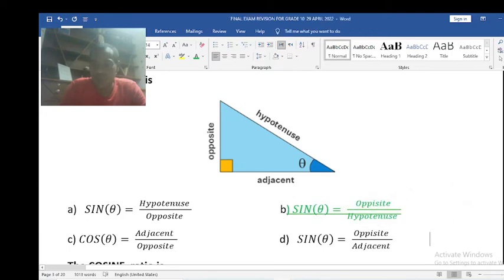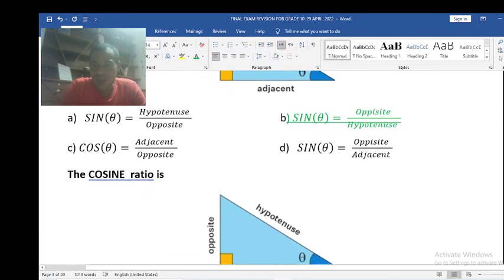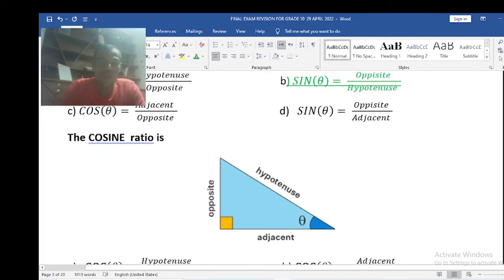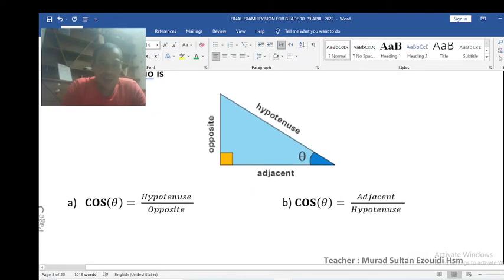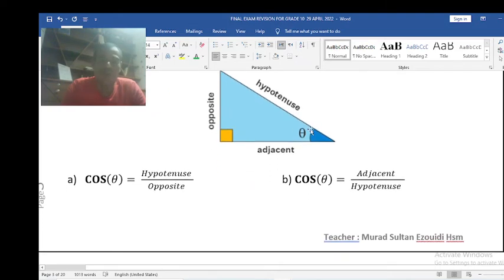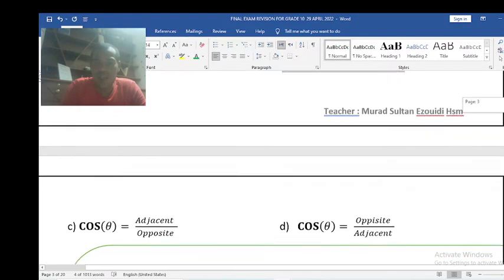Now we continue. We'll try to write down the cosine ratio. Now at least you have the three trigonometric ratios of a right angle triangle that can be given in the final exam. So what is the cosine ratio of theta? Cosine ratio of theta is adjacent divided by the hypotenuse. This one is false. Adjacent over hypotenuse, yes, it will be this one, the correct answer. This is the cosine ratio of the angle theta.